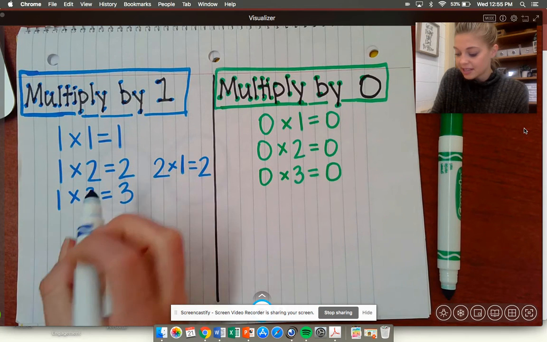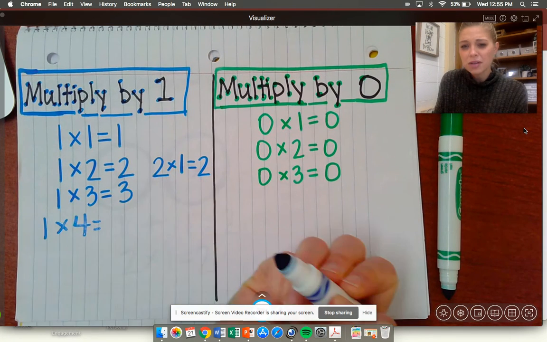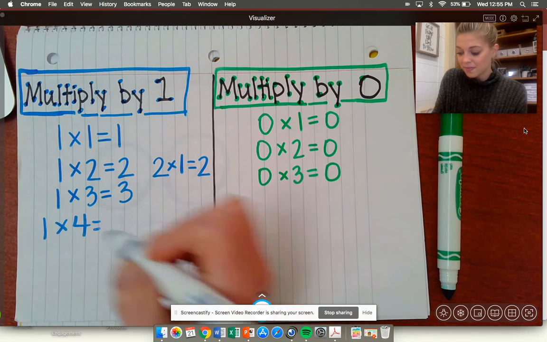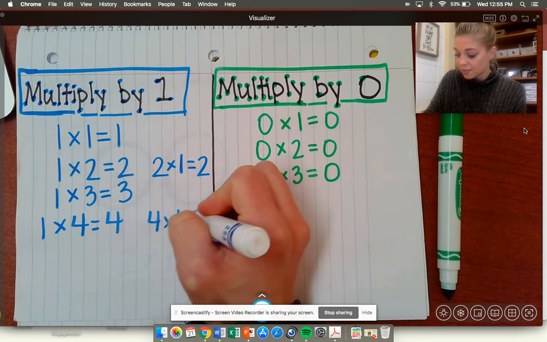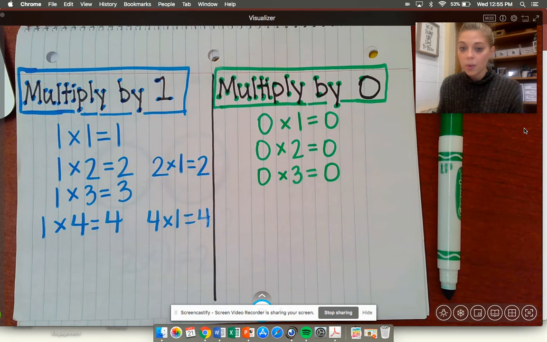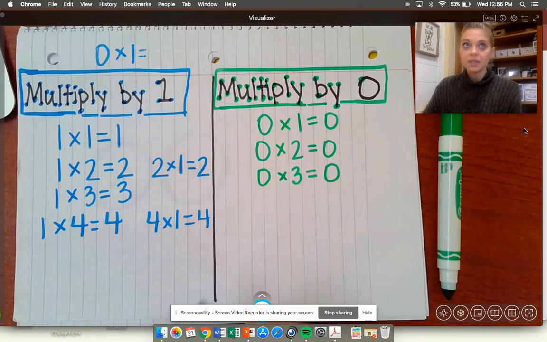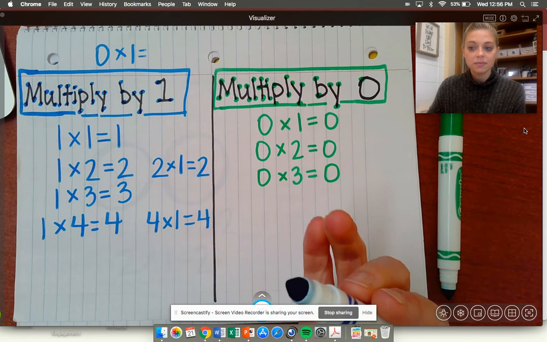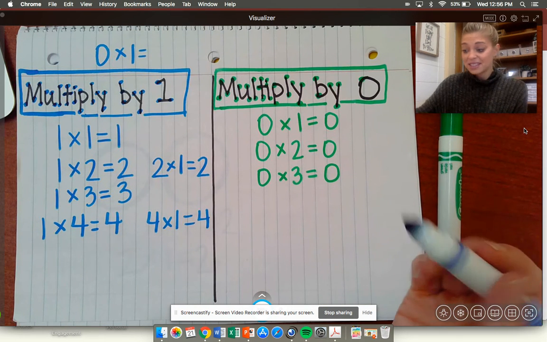Okay, so that means that 1 times 4 equals, what do you think? 4. And if we flip-flop and do 4 times 1, the answer, the product, is also going to be 4. You can do this with any single number ever. What about 0 times 1? I forgot to write that one. What do you think that is? 0 groups of 1. Well, if you have 0 groups, you can't draw anything, right? So you have nothing. 0 times 1 is 0.